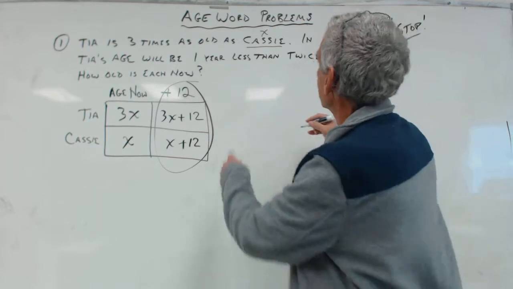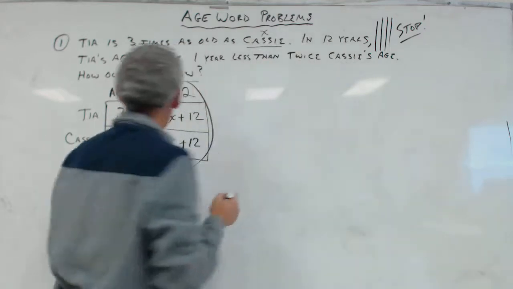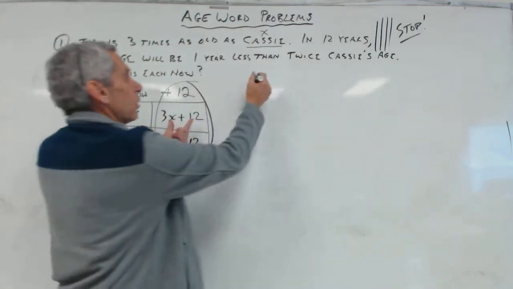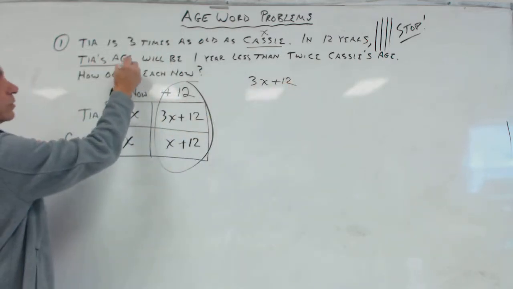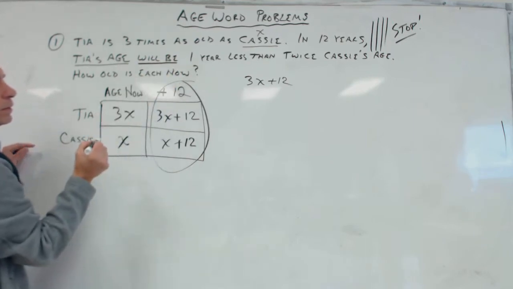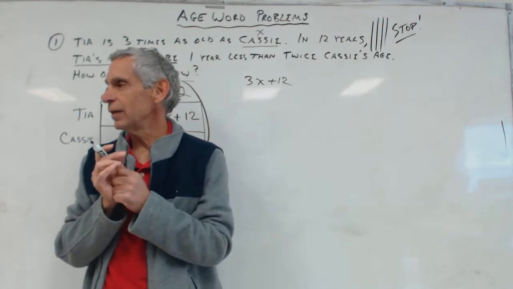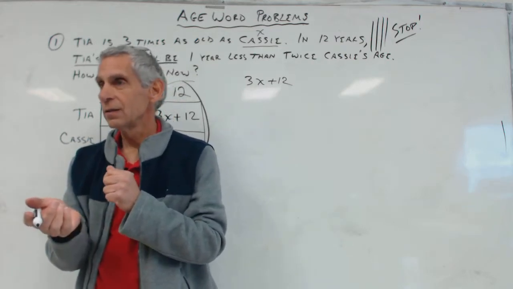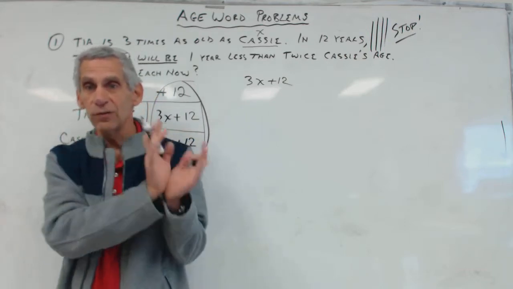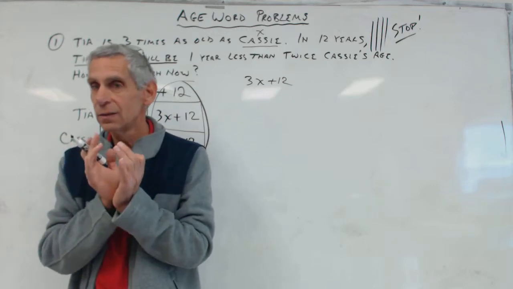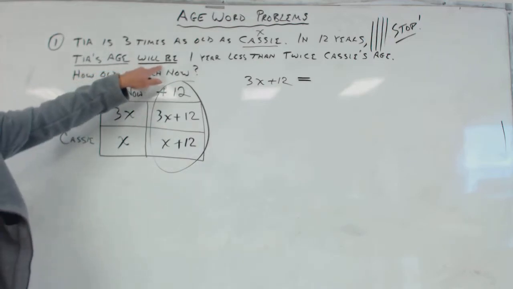All right, so let's try it. It says in 12 years, so that's the column we're going to use. Tia's age. What's Tia's age in 12 years? 3x plus 12. We're going to do a few words at a time. Tia's age. Now, what about will be? Is, was, will be: equals. Remember, it doesn't matter whether the verb to be is in the past, present, or future. It's still an equal sign, like we're in English class. Tia's age will be equals.